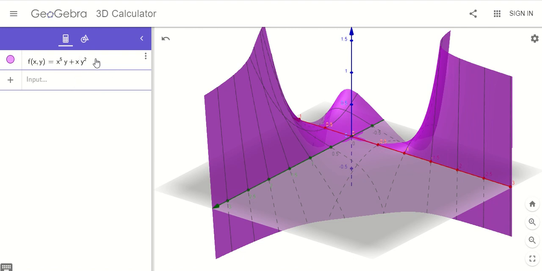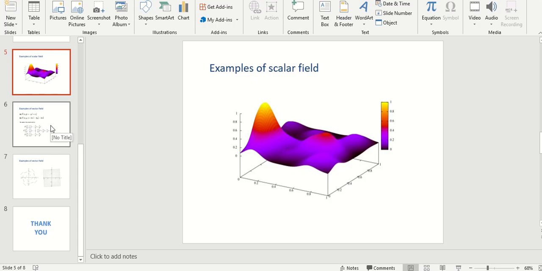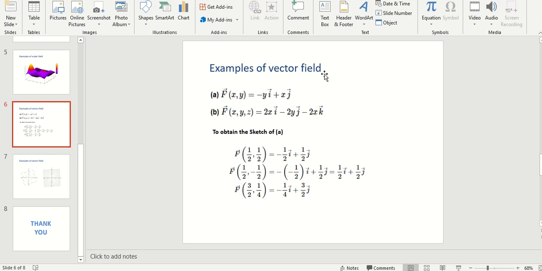So similarly, we can define many other scalar fields like this. If we change these functional values, that is x to the power 3/2, we already have seen what the graph of that is. Now if we change this function like this, the graph also changes like this. So now come to the vector field. This vector field can be represented by this.